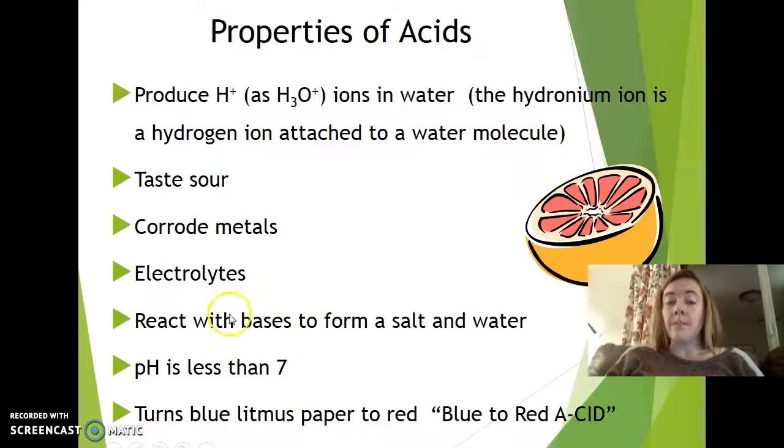They react with bases to form a salt and water. This is always true. An acid and a base reaction always forms salt and water. Their pH is less than 7, and they turn litmus paper from blue to red. So litmus paper is an indicator that we use to determine if something is an acid or a base. We'll actually be using some litmus paper next week when we do a little lab.